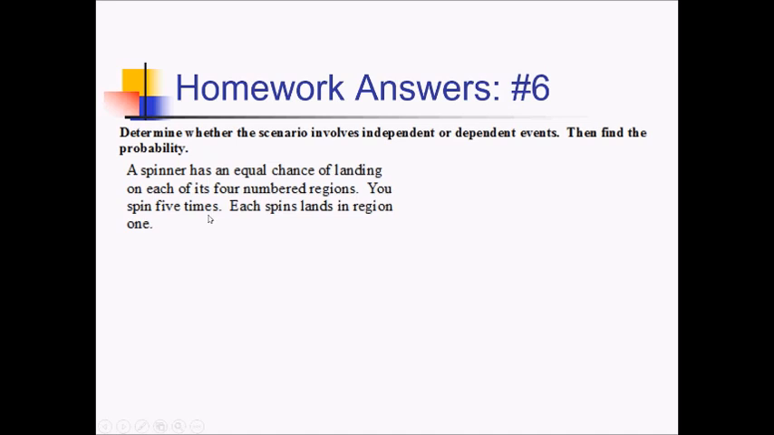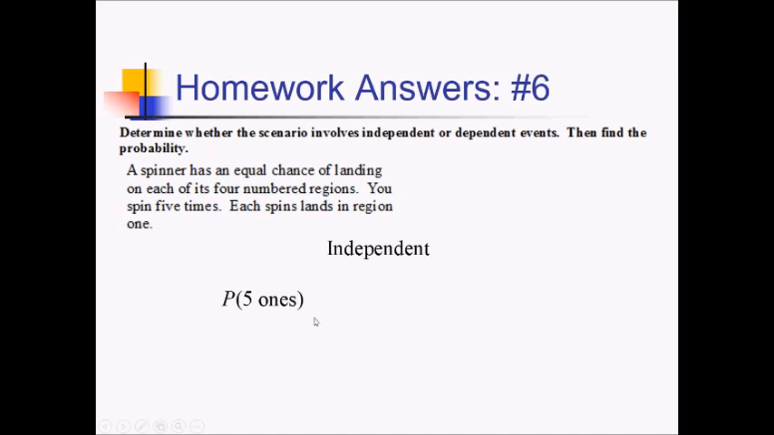It's not like you use up a spot after you spin it. So that means these are independent events, because the spins are kind of off doing their own thing. All right, so now let's talk about the probability of getting 5 ones, because they're saying each spin lands in region 1. So that's the probability we're looking for.